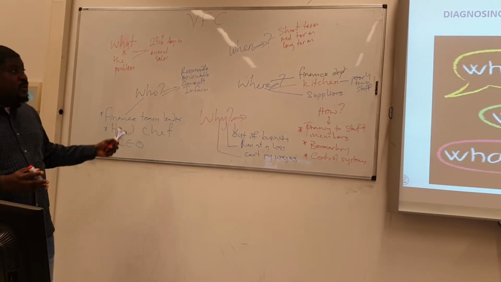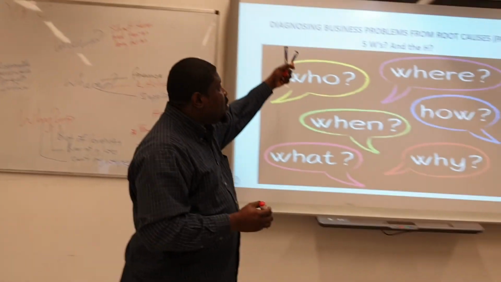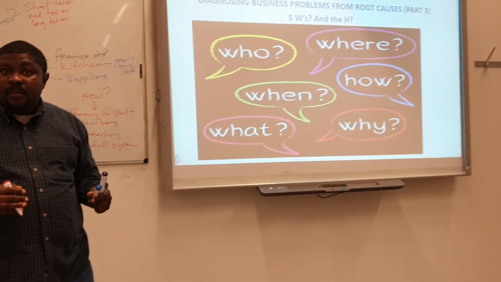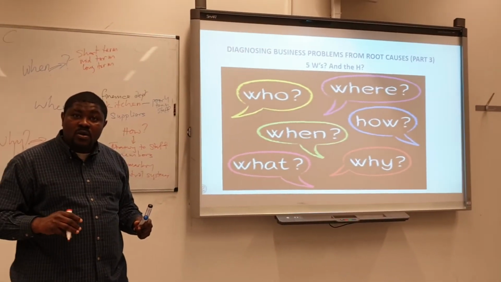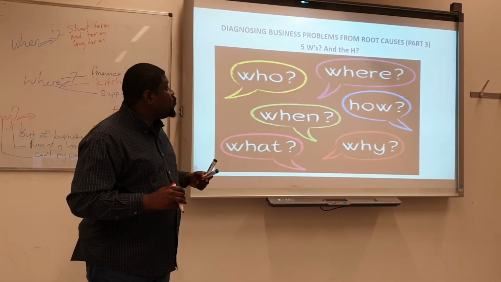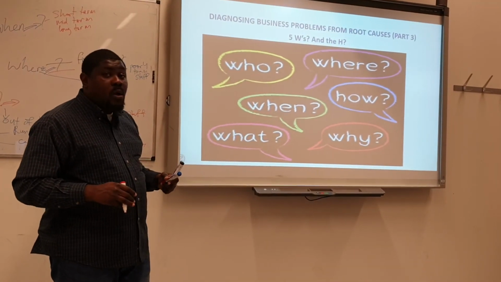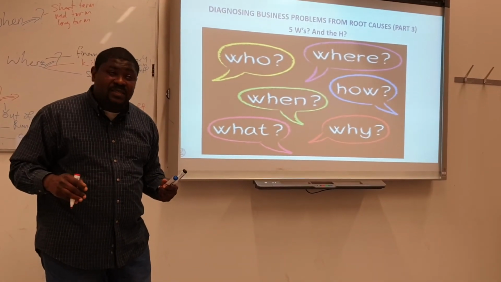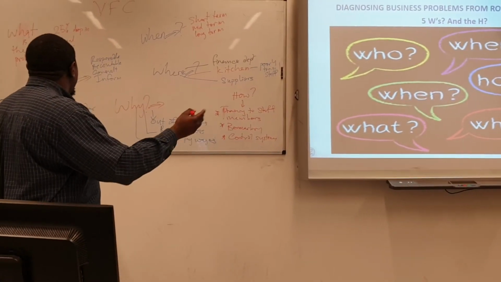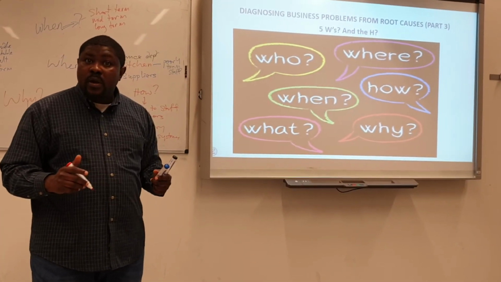So ladies and gentlemen, what we have just done is practically looked at diagnosing business problems from the root causes using the 5 W's and the H approach. I'd like to remind you that you can see on YouTube as well the first part of this topic, diagnosing business problems from root causes. Part 1 was the fishbone and the Ishikawa diagram. The same topic, part 2, was using the 5 Y's, and part 3 we have looked at the 5 W's and the H. So this is it. Feel free to rewind any part of the video if you need to understand more what I was talking about.